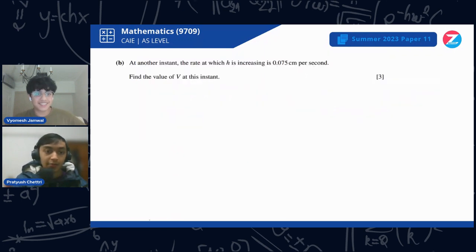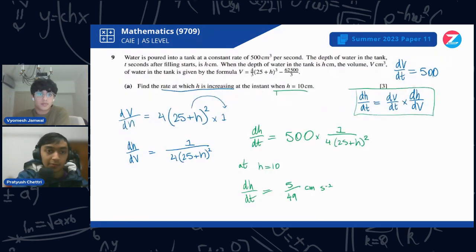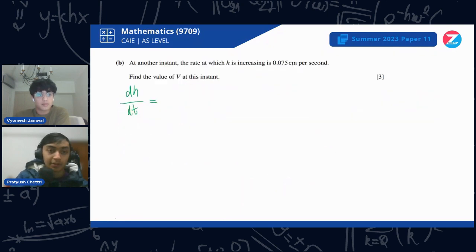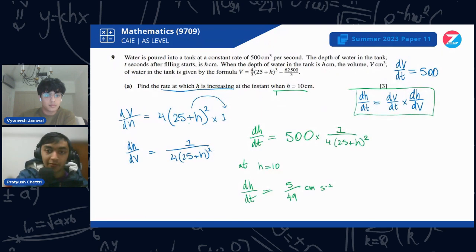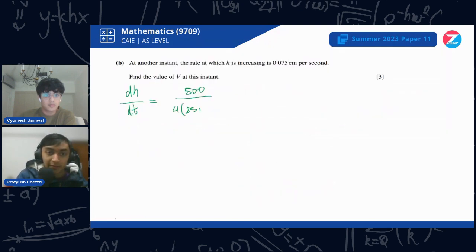Okay. Same question, different thing. At another instant, the rate at which h is increasing is that. Find the value of V. Okay. So we already had our expression for dh dt from before, which was 500 divided by 4 times (25 plus h) squared. Okay, so h is increasing at that rate. Find V.